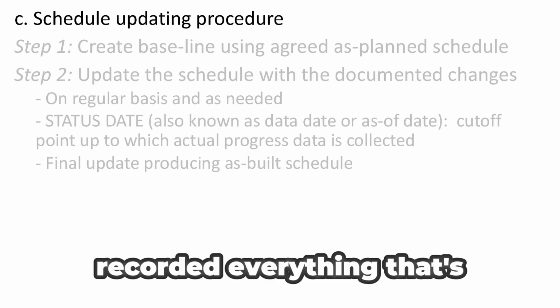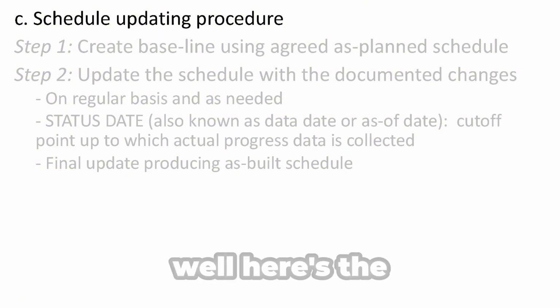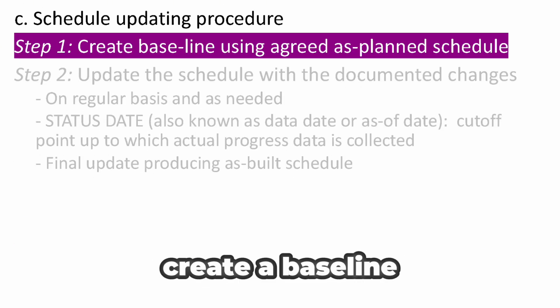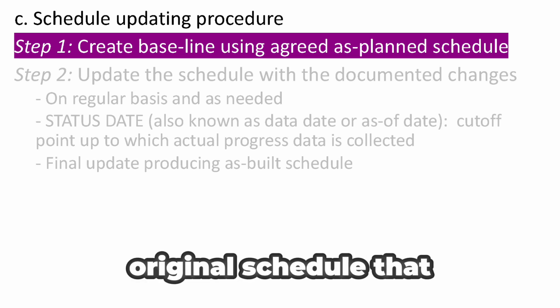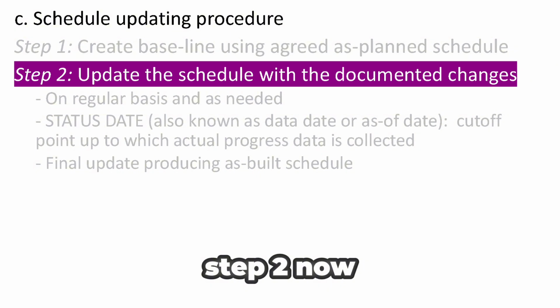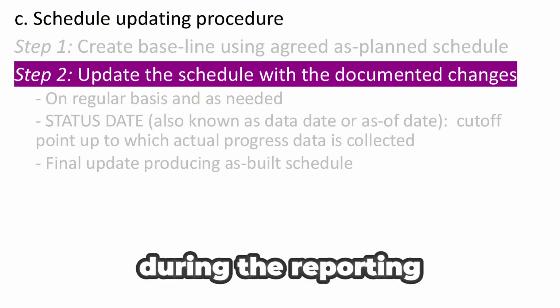Alright, let's assume you've recorded everything that's happened on the field. Now, how do you go about updating the schedule? Well, here's the typical process for doing that. Step 1. First, you need to create a baseline using the agreed upon as planned schedule. This is the original schedule that you developed and that was approved by the owner. Step 2. Now, you update the schedule with any documented changes that occurred during the reporting period.